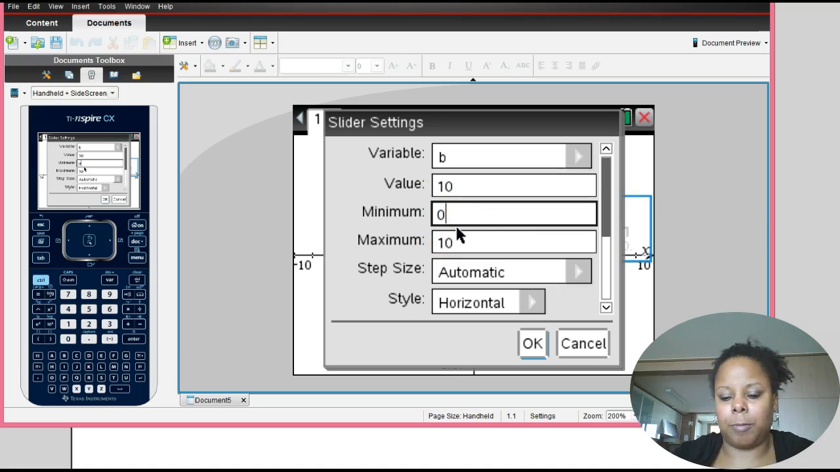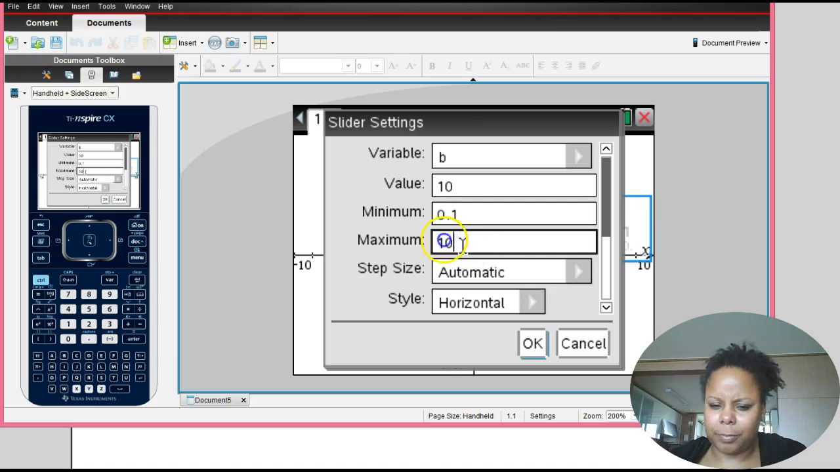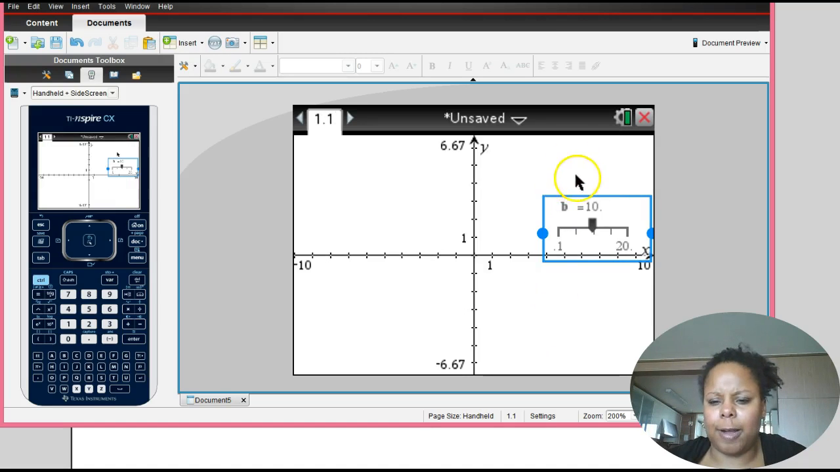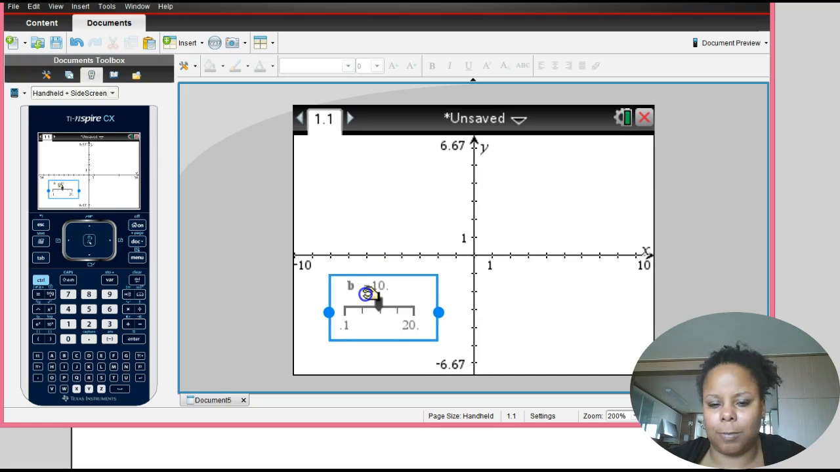Of course, I'm going to make my minimum 0.1 because a logarithm can't have a base of 0, but it can be every positive number. So I'm going to make my maximum 10. I'll leave the step size at automatic, and I want my slider to be horizontal, not vertical, even though I have that option. So here I have this slider, and I'm going to move it somewhere over here.